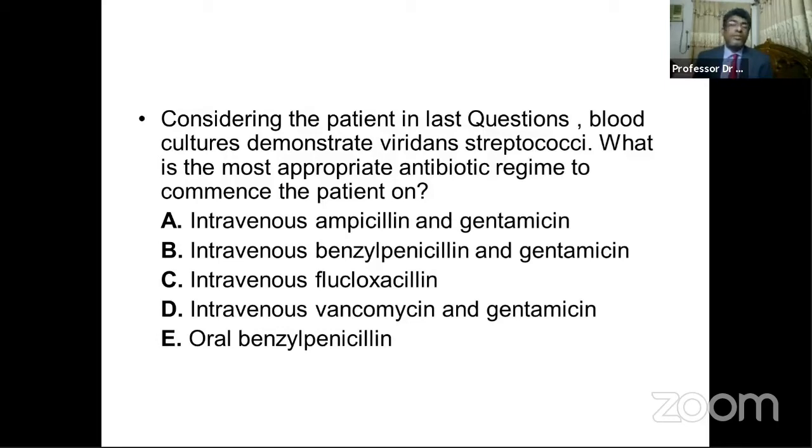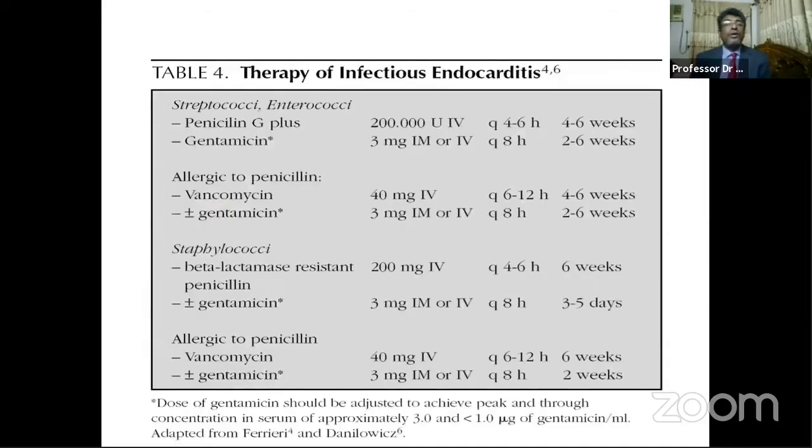So this patient should get intravenous benzyl penicillin and gentamicin combination. So here we see that there is a therapy of infective endocarditis. If the patient is having Streptococcus, the patient should get benzyl penicillin and gentamicin combination. If the patient is allergic to penicillin, then instead of penicillin, this patient should get vancomycin along with gentamicin.